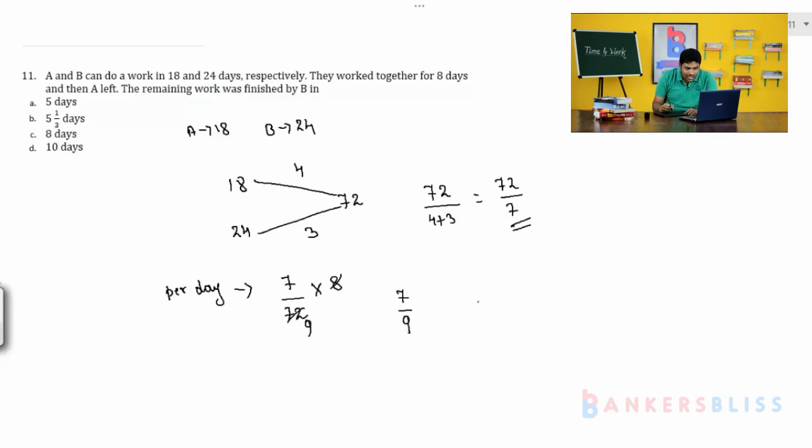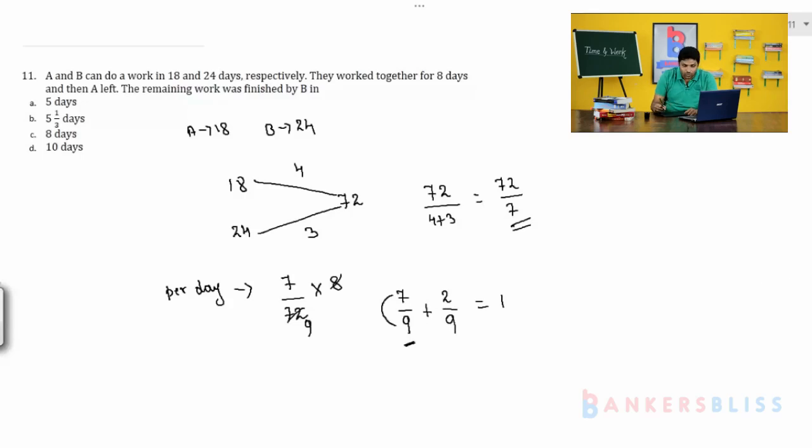But at the end of the day you have to complete the 100% of the work, and here 7 by 9 part of the work they have completed in 8 days. Now how much work is remaining here? You subtract the numerator from the denominator, you are going to end up with 2. So 2 by 9 of the work is remaining.